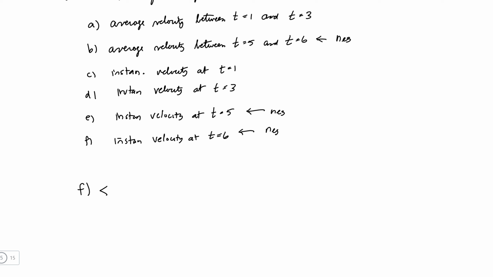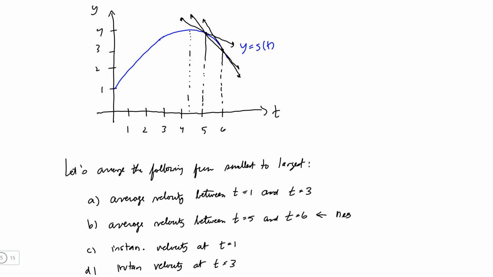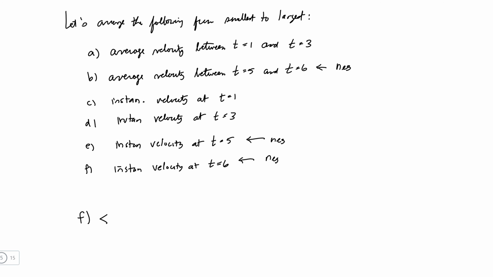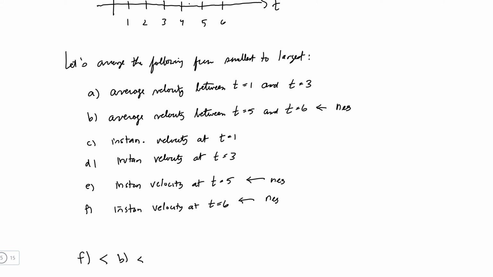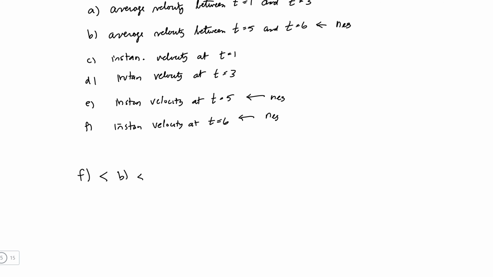It's the most negative. After that, the average velocity between 5 and 6, the line connecting those two points, looks like the next one with the steepest negative slope. So that would be B. And then the one after that would be the slope of the tangent line at t equals 5, which would be this one. And we know those are all less than 0.